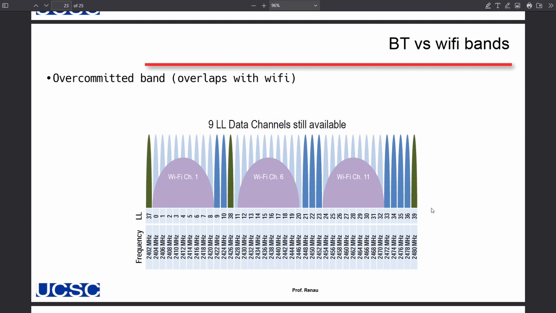Question. If there are only 37 data channels, you only have 37 currently active devices? Yeah, absolutely. You can only ever have, at one point, 37 Bluetooth devices that are actively transmitting data.